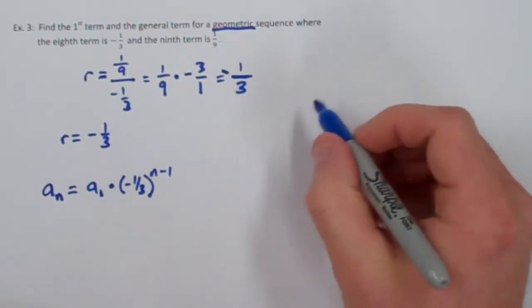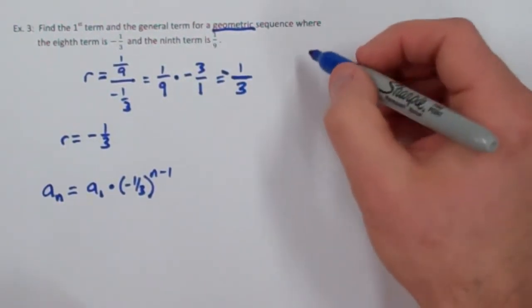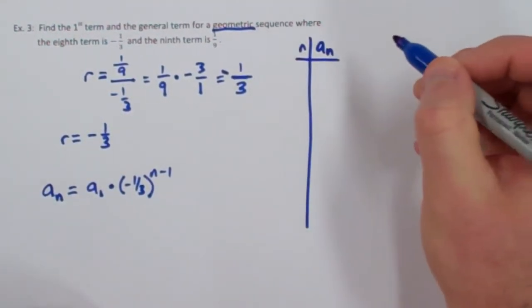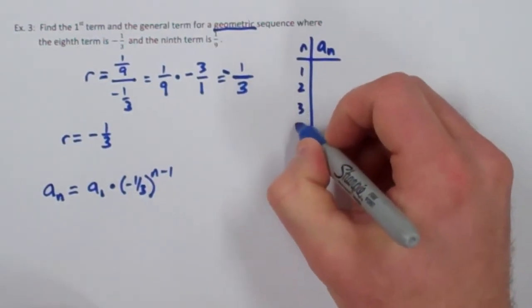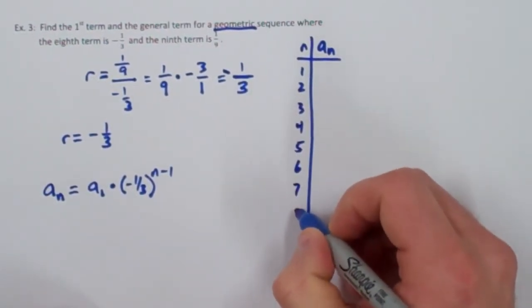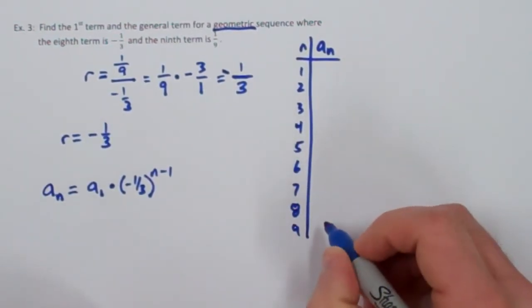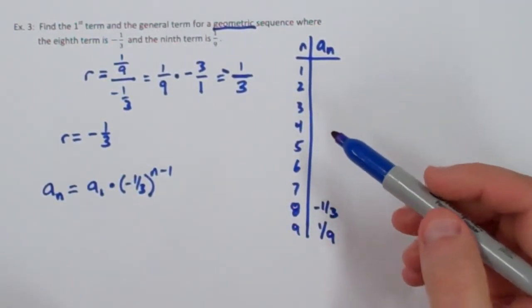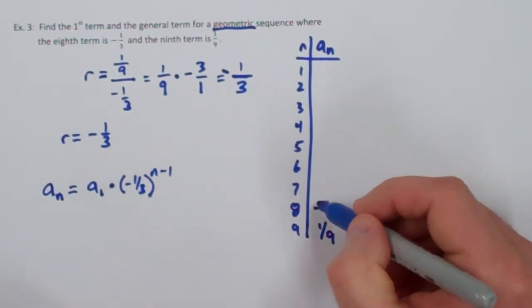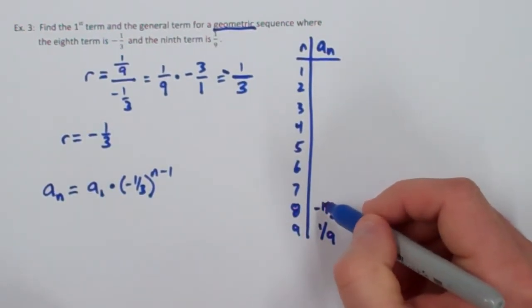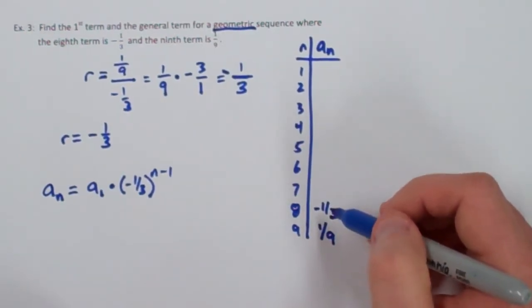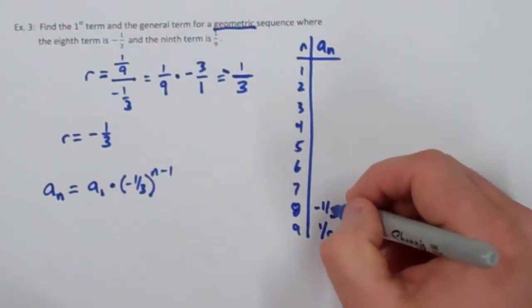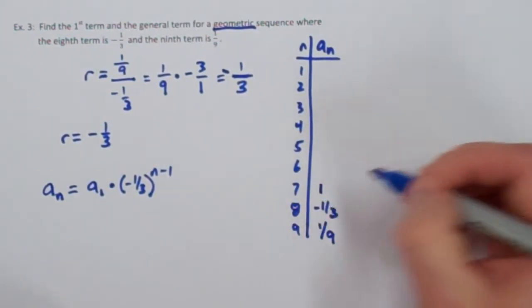So what we have to do here is keep very good track of everything. I'll just try to write a long T-chart here, and we'll do n equals 1, 2, 3, 4, 5, 6, 7, 8, and 9. We know this term is 1/9. This term is negative 1/3. So if we want to go backwards, we could just multiply by the reciprocal of r, or divide. The reciprocal of r would be negative 3. So if we multiply negative 1/3 by negative 3, we get 1.